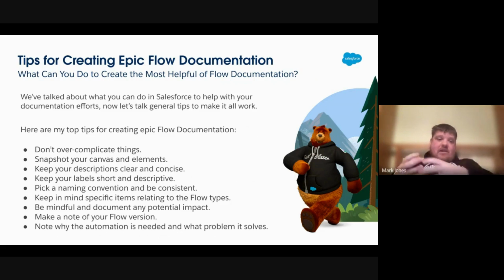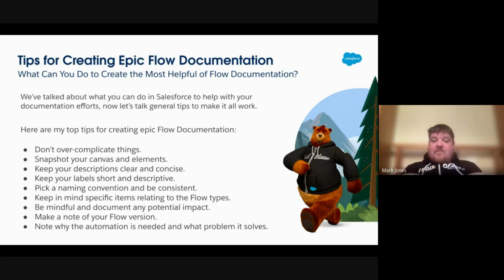And as you build out your documentation, keep in mind specific items relating to different flow types. We talked about that before with scheduled triggered flows, that would be when it triggers on the schedule. For things like record trigger flows, you'd be looking at things like the trigger order, if you're using trigger order, which is something I would also recommend for record triggered flows.